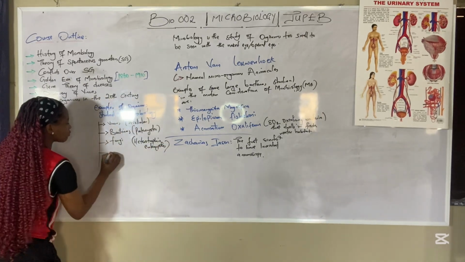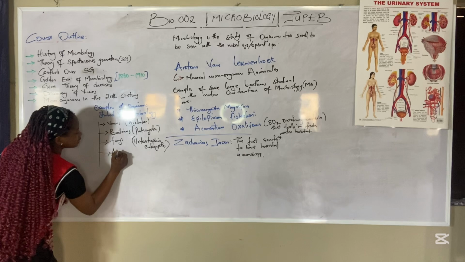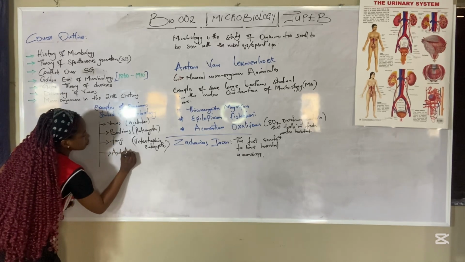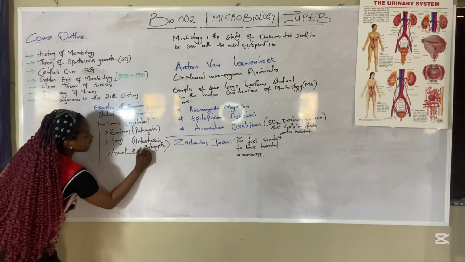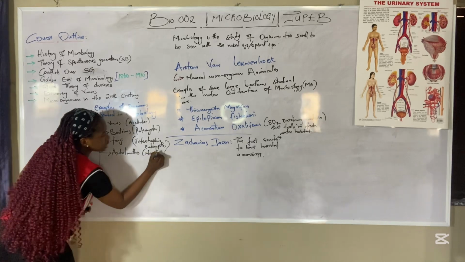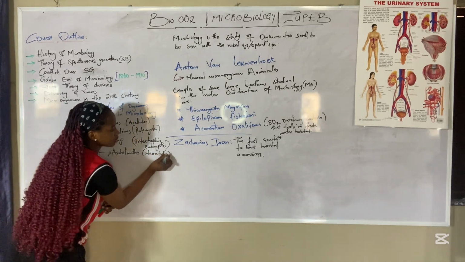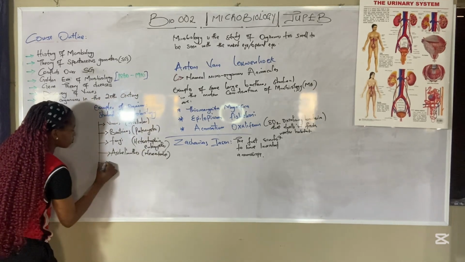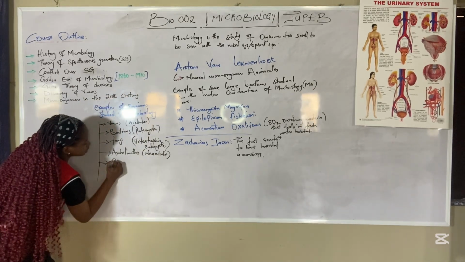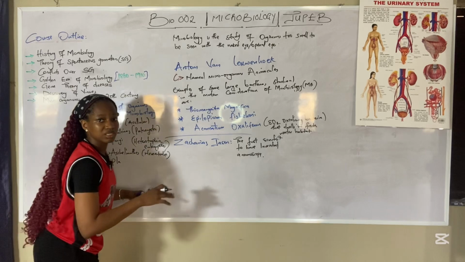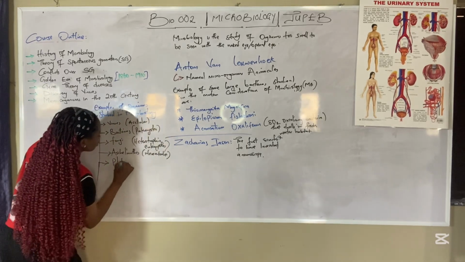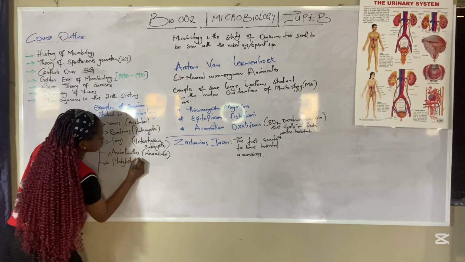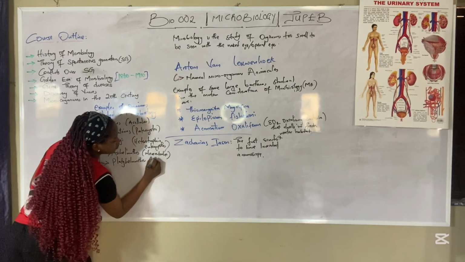We also have the Aschelminthes, which are the nematodes. When we get to that part, we will understand why Aschelminthes are referred to as nematodes. Then we also have the Platyhelminthes, which are the flatworms. Platy basically means flat. We have the Platyhelminthes, which are the flatworms.